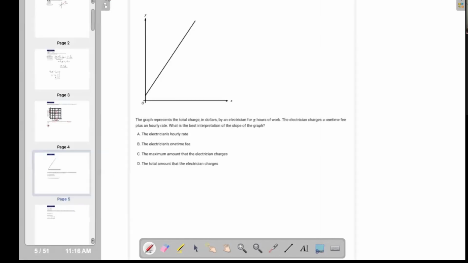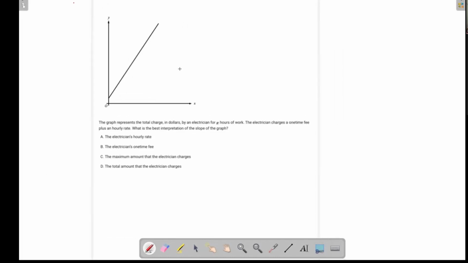So now we're on to this one. The graph represents the total charge in dollars by an electrician for X hours of work. The electrician charges a one-time fee plus an hourly rate. What is the best interpretation of the slope of the graph?